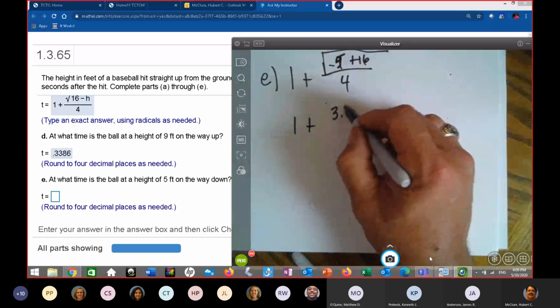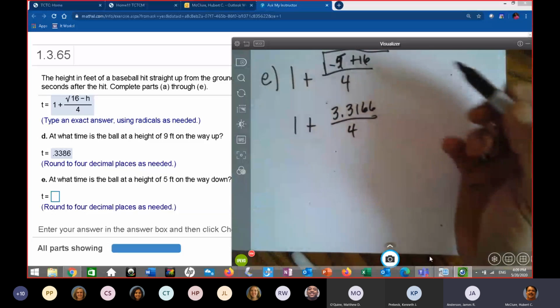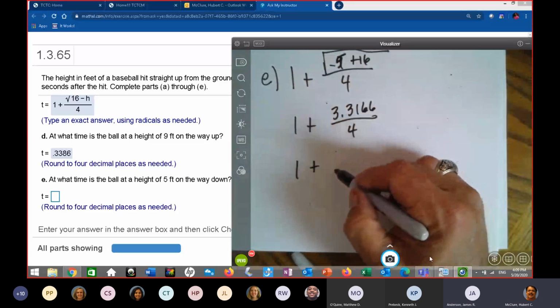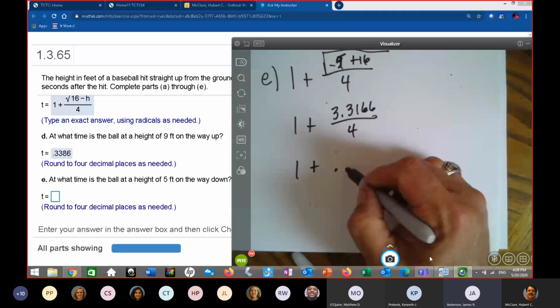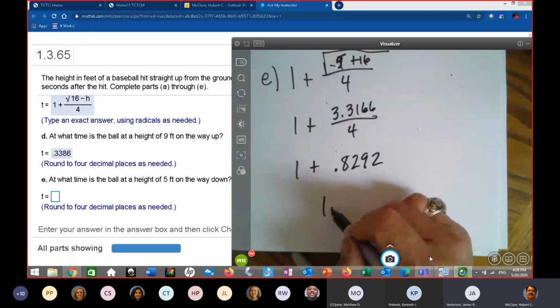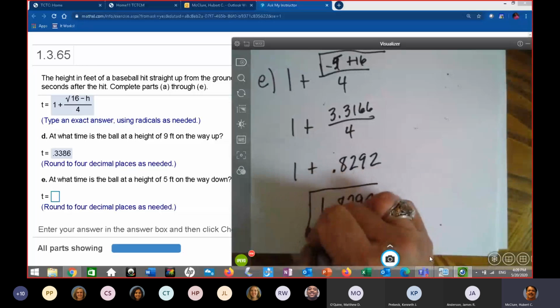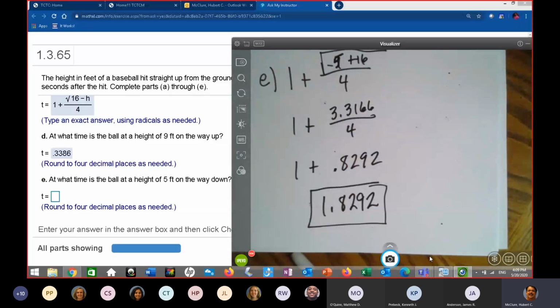3.3166. Divide that by 4 and give me 4 digits, please. 0.8292. 1.8292. I believe I said 1.85, didn't I? Golly, I'm good. All right. So hopefully I just disassembled their confusion on this problem.